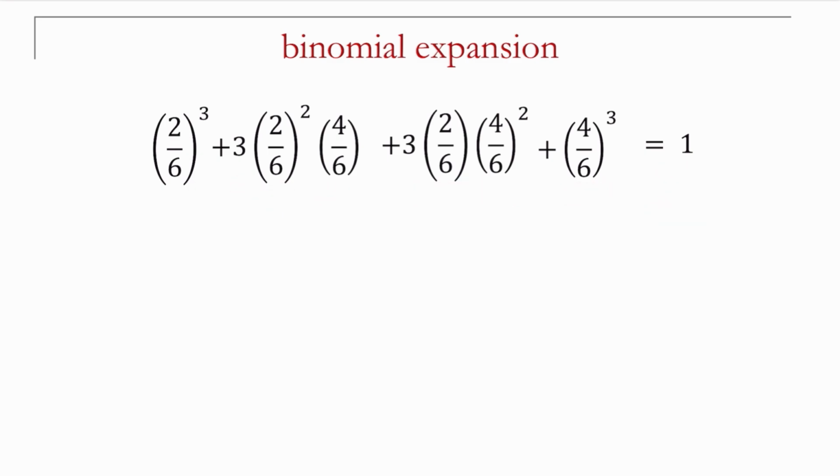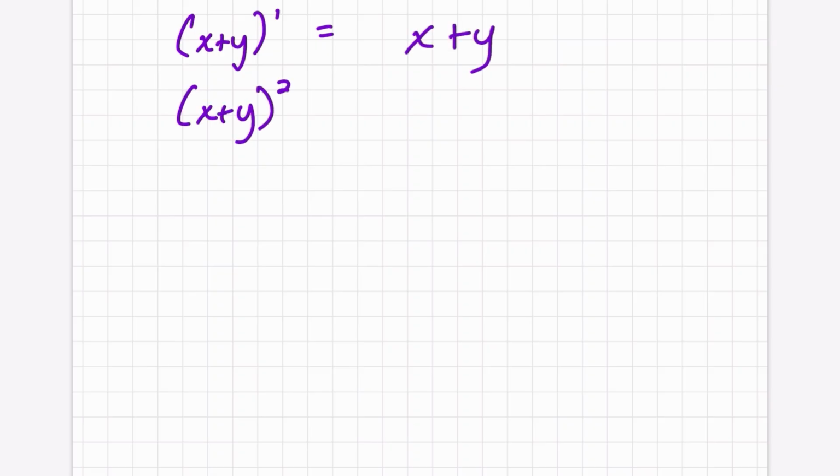Now, this is what's known as a binomial expansion. These coefficients here, the 1 and then the 3 and the 3 and then a 1, these are part of the binomial expansion. Now, you may not have heard of something called Pascal's triangle, but let's talk about Pascal's triangle. Actually, let's talk about a binomial expansion. If I were to have something like x plus y to the first power, well, that's going to be equal to x plus y. If I had x plus y squared, that would be equal to x squared plus 2xy plus y squared. I'm going to do a few more.